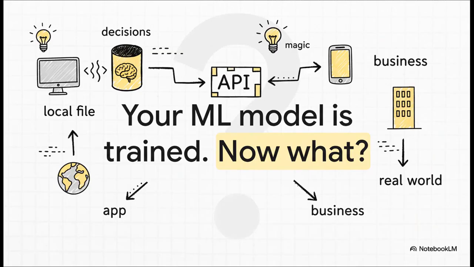And that's the million-dollar question, isn't it? A model is really just a file until it can interact with the real world. So how do we get it from your local computer into a tool that can make real-time decisions for a website, an app, or a business? Well, the answer lies in the world of APIs.